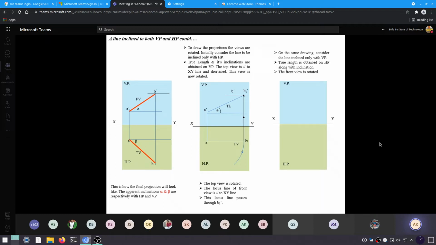So in continuation with that, we'll see some problems related to a line inclined to both the planes, right? In case anybody is having any doubt regarding that, you can ask me.